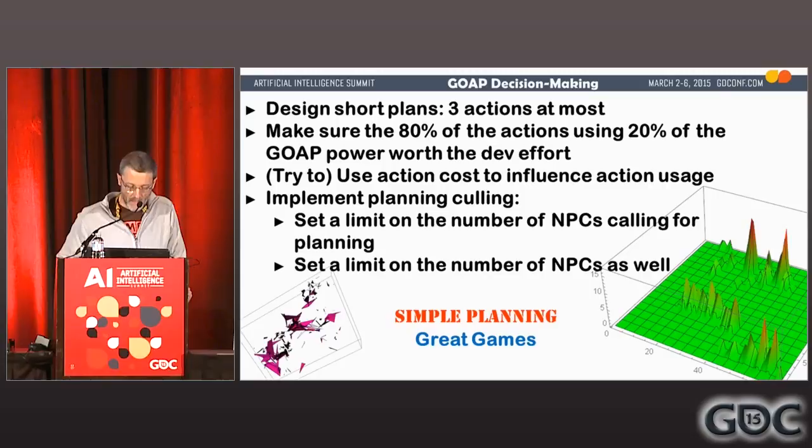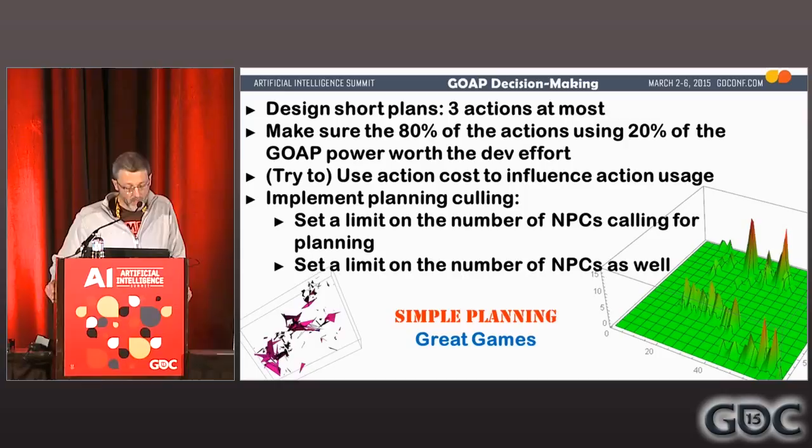So, GOAP decision making. Design short plans, I won't say that enough: 3 actions at most, I'd say. Money: make sure the 80% of the actions using 20% of the GOAP power are worth the dev effort. Try to use action cost to influence action usage, although that's unsure, but we can speak of that in the questions or later. Implement planning culling. Graphic culling exists for polygons. Why not planning culling?